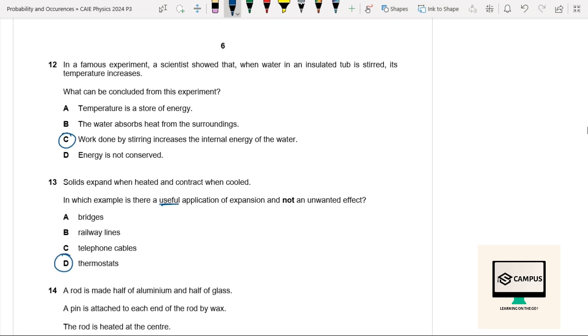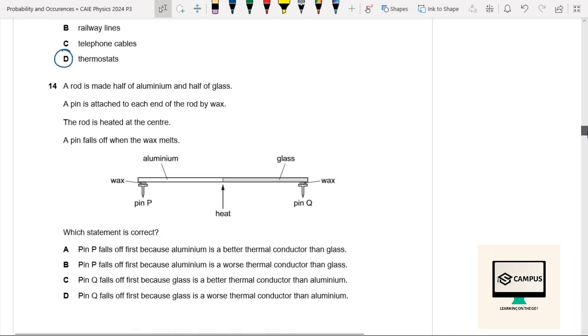Moving on to question number 14. A rod is made of half aluminum and half glass. A pin is attached by wax. The rod is heated at the center. A pin falls off when the wax melts.